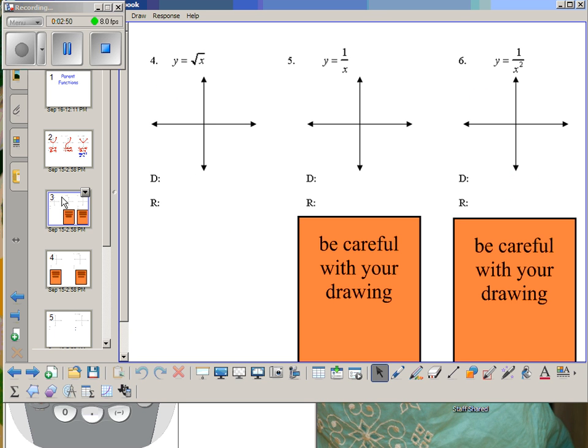Our next parent functions are square root of x, which Ms. Rainey likes to call swimmer's arm. Right? It goes up. It increases forever. This does not level off. It never levels off. It just increases less and less quickly. The domain here is 0 to infinity. Including 0, you can take the square root of 0. You get 0 out. However, you cannot take the square root of a negative number.